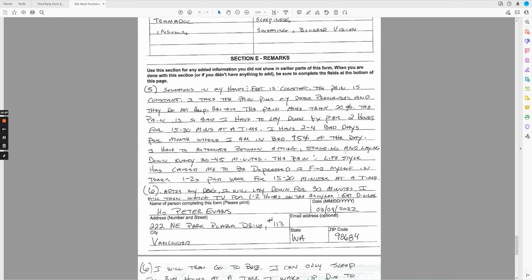It says here I have to alternate between sitting, standing, and laying down every 30 to 45 minutes. The pain and lifestyle have caused me to be depressed. I find myself in tears 1 to 2 times per week for 15 to 20 minutes at a time. So that's the end of question 5.